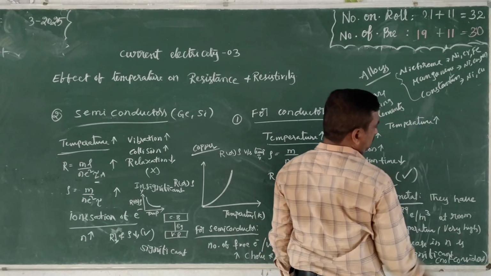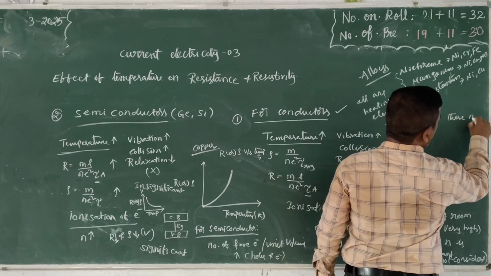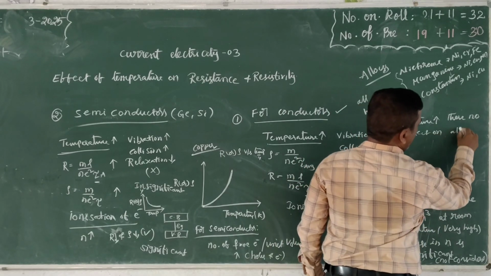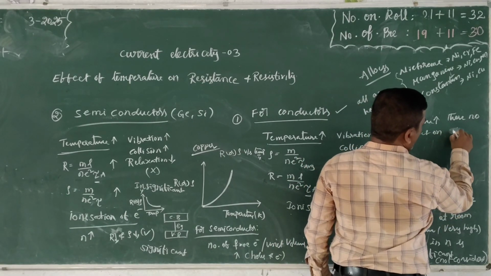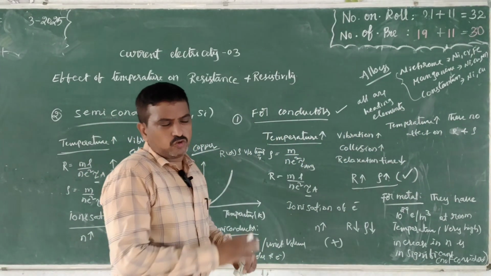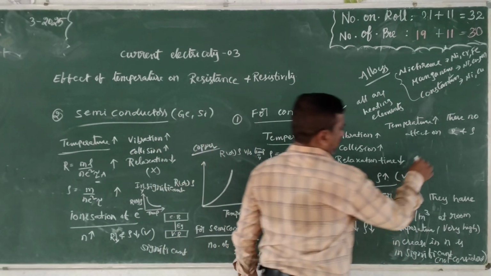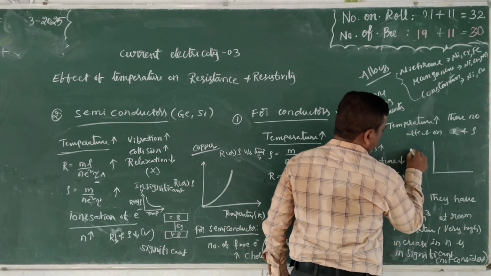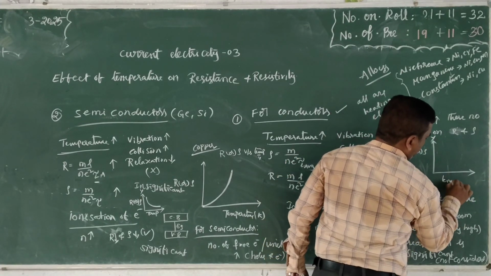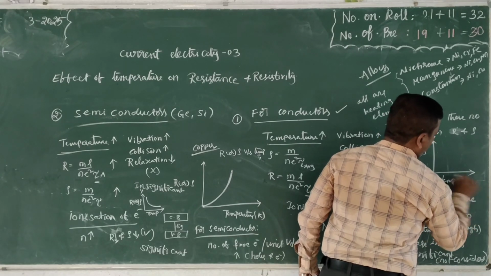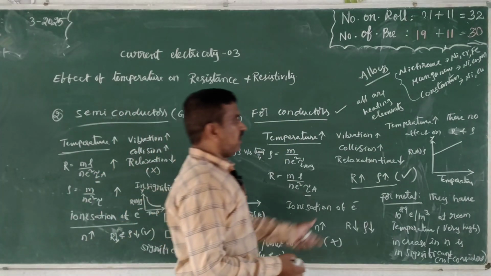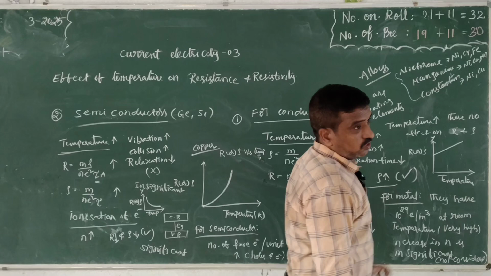When temperature increases, there is no effect on alloys. That means there is no effect on resistance and resistivity. Resistance and resistivity do not change extremely. For example, take resistance or resistivity on the y axis and temperature on the x axis. It will be like this only, not affecting the resistance and resistivity for alloys.